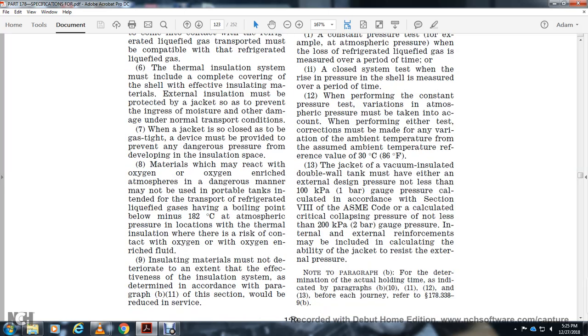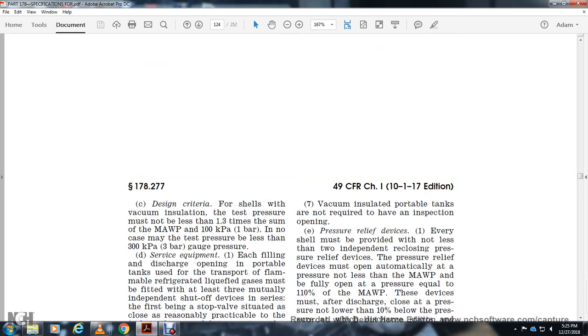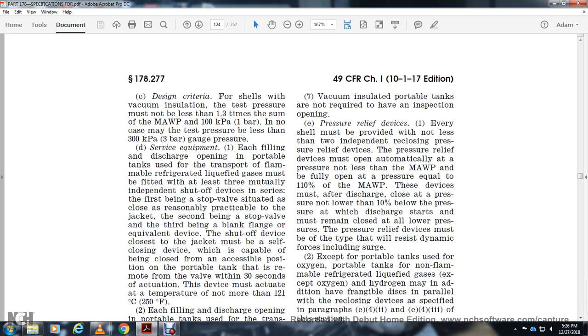86 degrees Fahrenheit. The jacket is a vacuum insulated double wall, with an external design pressure not less than 100 kilopascals gauge, calculated in accordance with the section of the ASME code, with a critical collapsing pressure not less than 200 kilopascals gauge pressure. Internal and external reinforcements may be included in the calculation of the jacket's ability to resist external pressure. The design criteria for the shell of the vacuum insulation test period is not less than 1.3 times the maximum allowable working pressure plus 100 kilopascals, with a test pressure not less than 300 kilopascals gauge pressure.